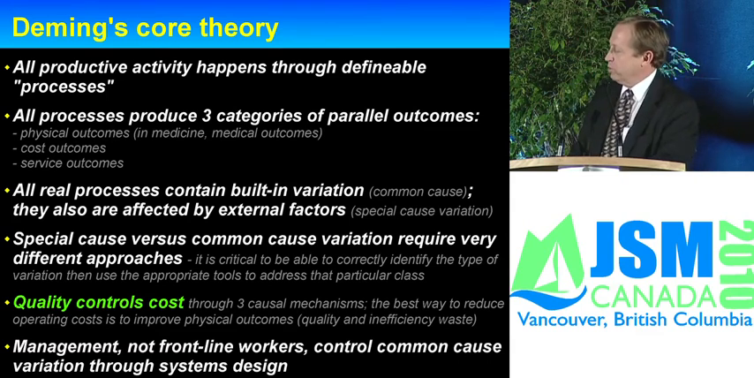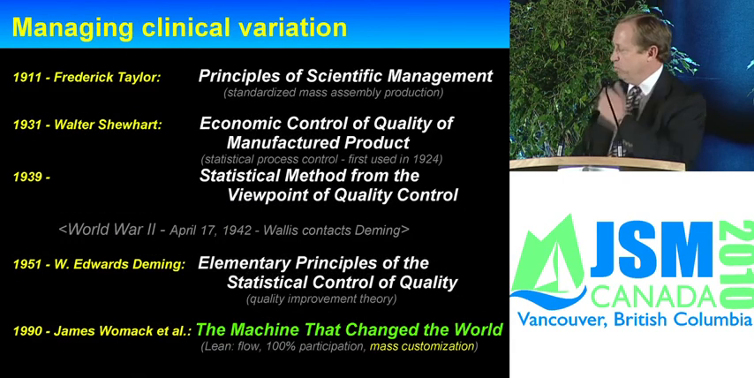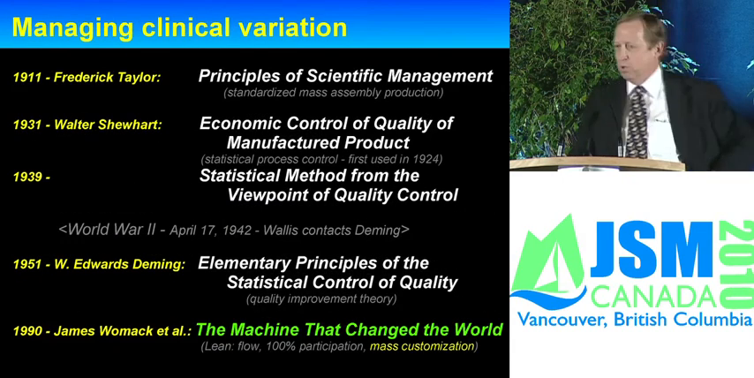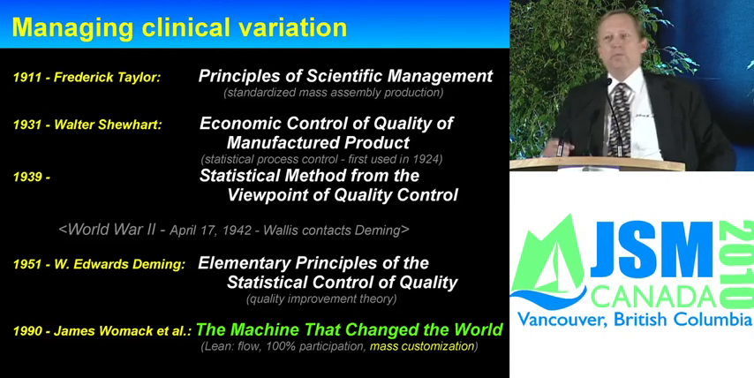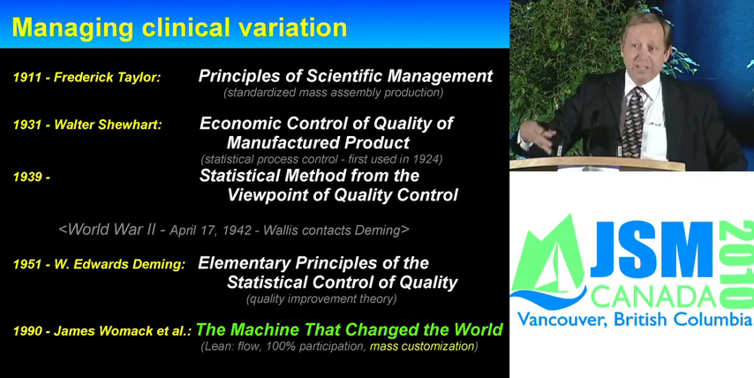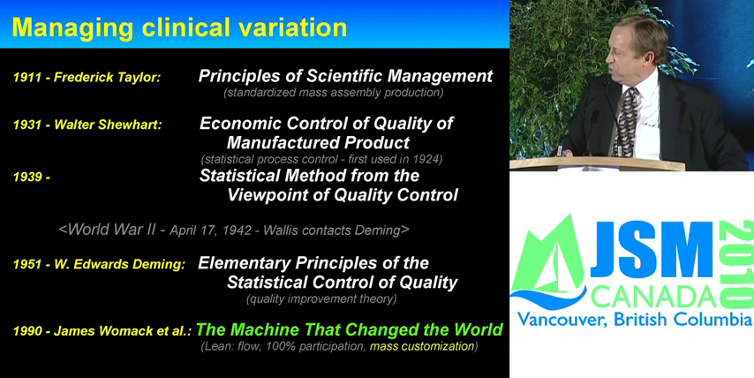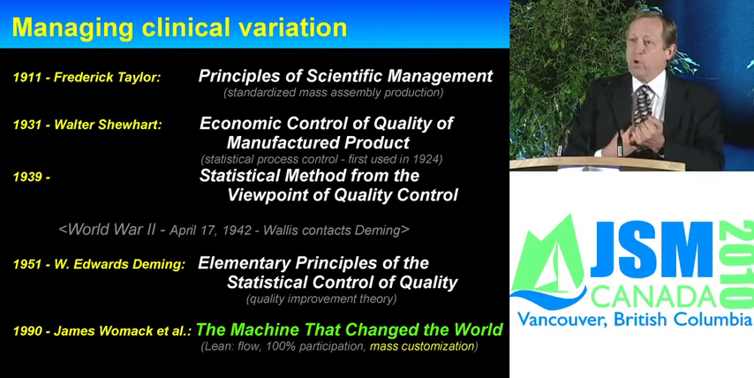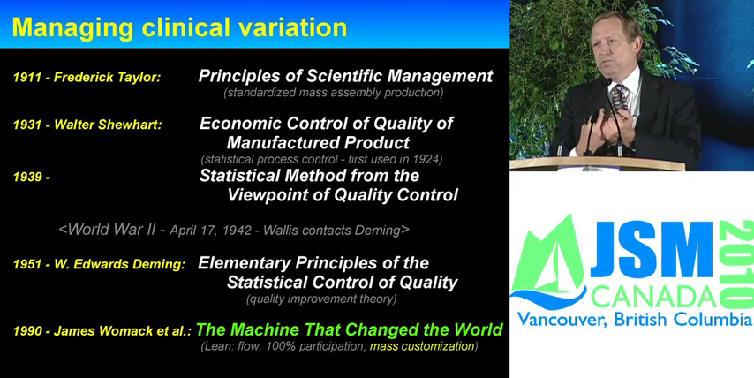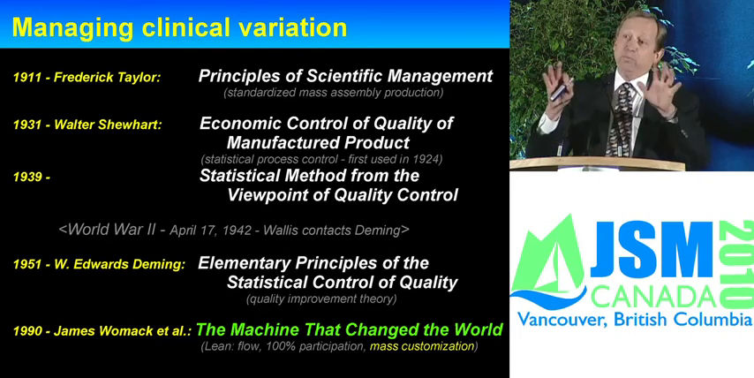In 1951, of course, Deming published his lecture notes. Specifically, JUSE, the Japanese Union of Scientists and Engineers, published his lecture notes from his Japanese tour, Elementary Principles of the Statistical Control of Quality. In 1990, though, a fellow named Jim Womack published a book called The Machine That Changed the World. It was our first book on a particular application of Deming's theory called lean. Now, it turns out that lean has 3 main elements, one called flow, one called 100% participation. We focused on one called mass customization. It's a brand new idea that lean brought into play.